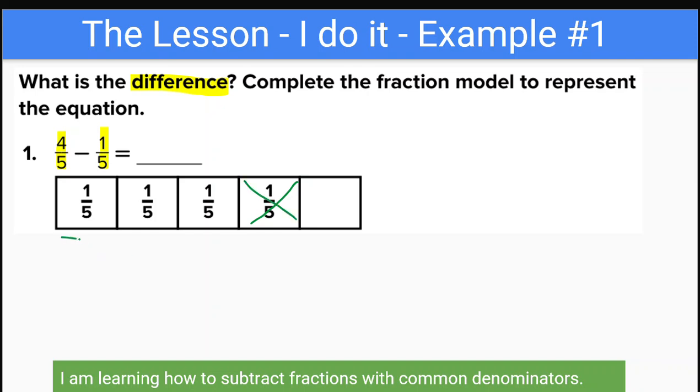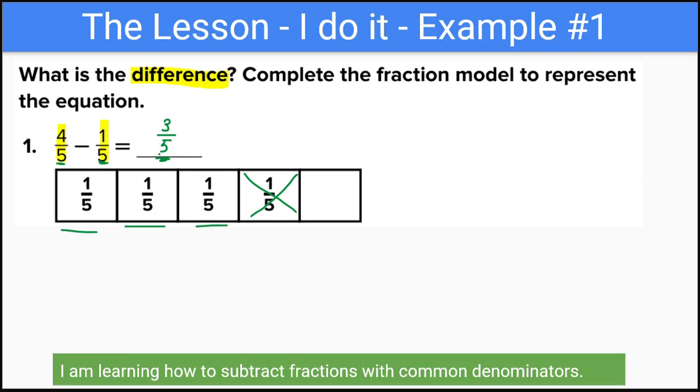What are we left with? 1, 2, 3. We're left with 3, but the answer is not 3. The answer is 3/5. 4/5 take away 1/5 leaves you with 3/5. If we start off with fifths, we have to end up with fifths. The denominator stays the same. Kids, you're learning how to subtract fractions with common denominators.